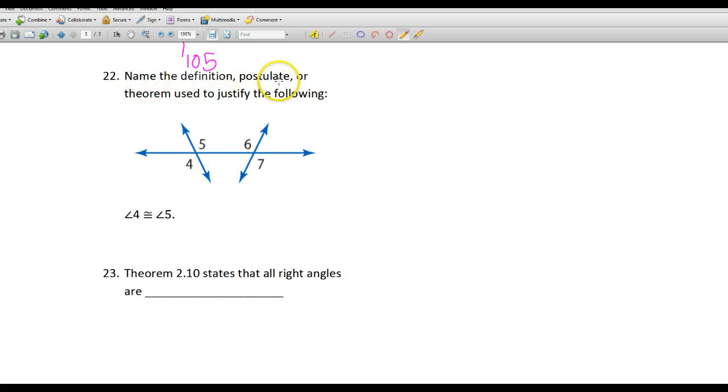Name the definition, postulate, or theorem used to justify the following: that angle 4 is congruent to angle 5. So angle 4 is congruent to angle 5 because those are non-adjacent angles formed by two intersecting lines. So we have two lines intersecting right here. These two angles are opposite each other, so they are non-adjacent. They don't share a common side. And by definition, those are called vertical angles. And we know that vertical angles will always be congruent, will always have the same measure, by the vertical angles theorem.